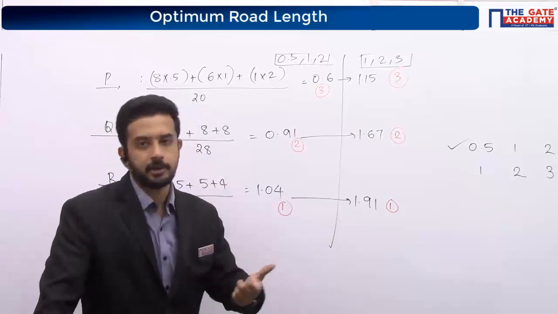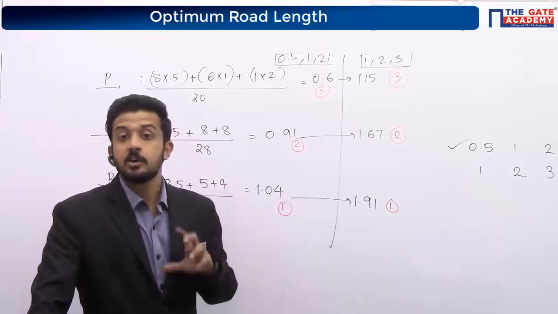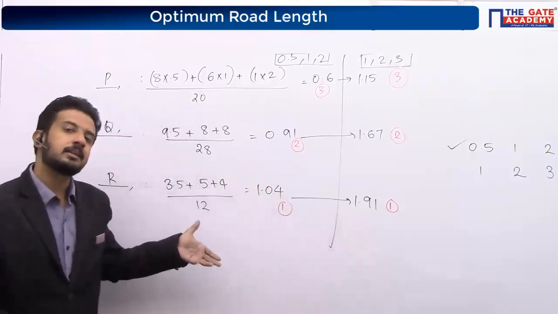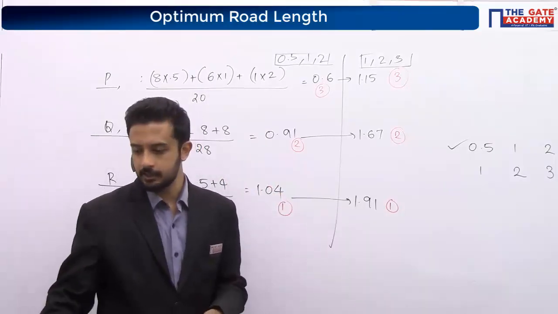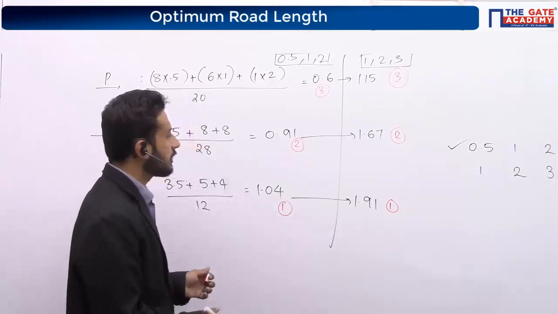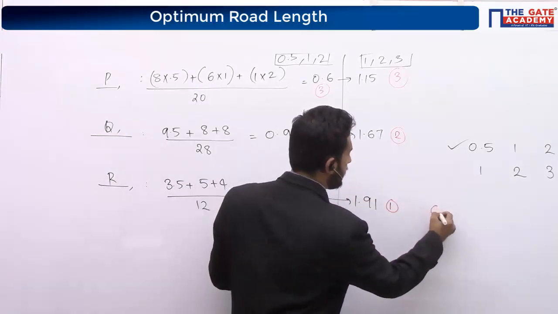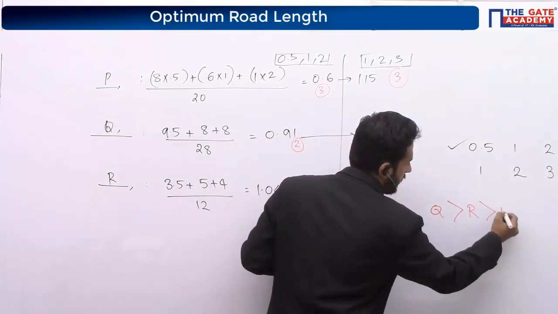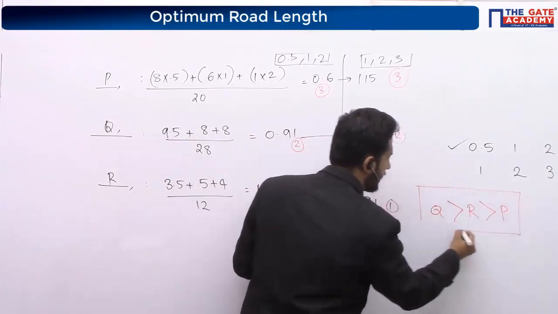Which is the highest priority? Which is next? Whichever has the highest priority, the corresponding length I can call the optimum road length. Everyone is getting it now? This is my first priority. Q is my first priority, then R, then P. See, this is the question they asked.